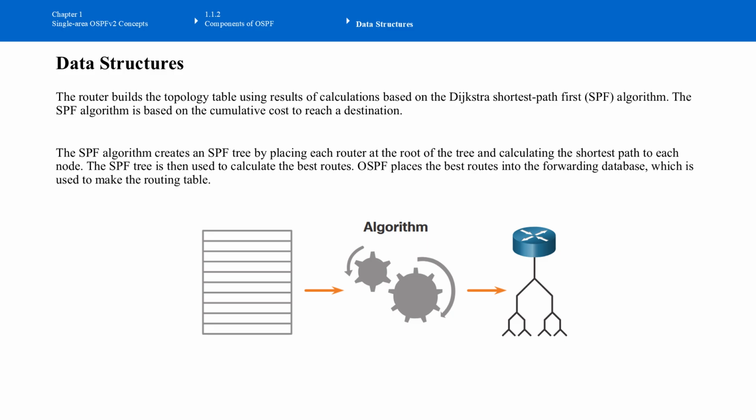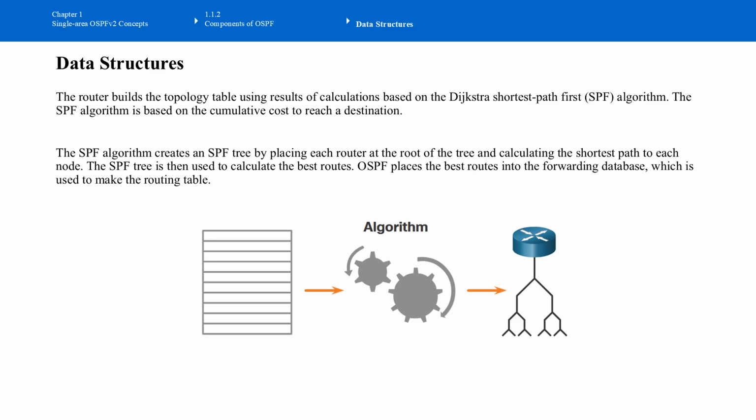Unlike RIP, which simply counts the number of hops, OSPF uses cost as the routing metric. Every OSPF interface has a cost value, and as a packet travels through a network, those costs are added together. This total is called the accumulative cost. The SPF algorithm compares all possible paths and selects the one with the lowest accumulative cost.